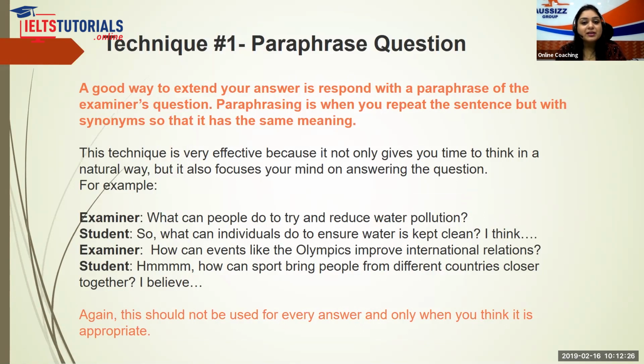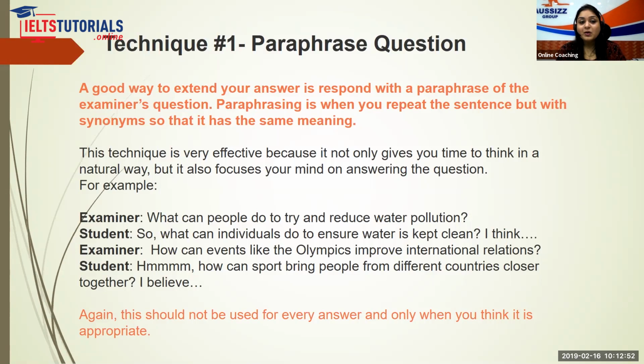Paraphrase the question. For example, the examiner is asking you, what can people do to try and reduce water pollution? So do not start your answers like, to reduce water pollution, this. No. You need to paraphrase it first. What can individuals do to ensure water is kept clean?